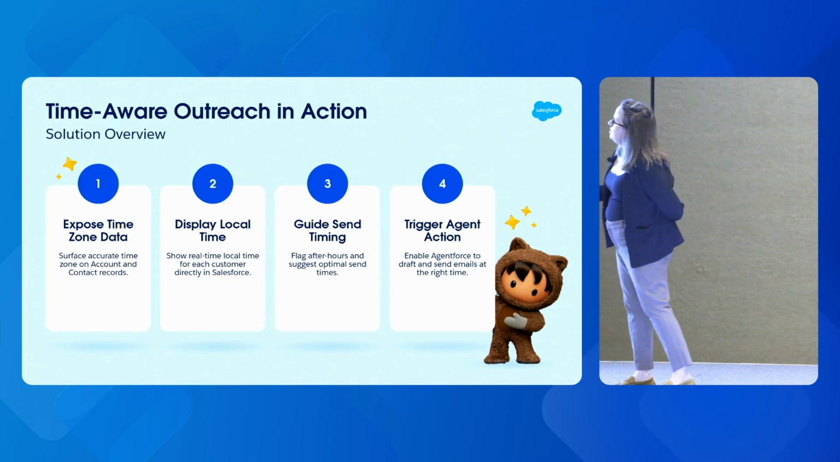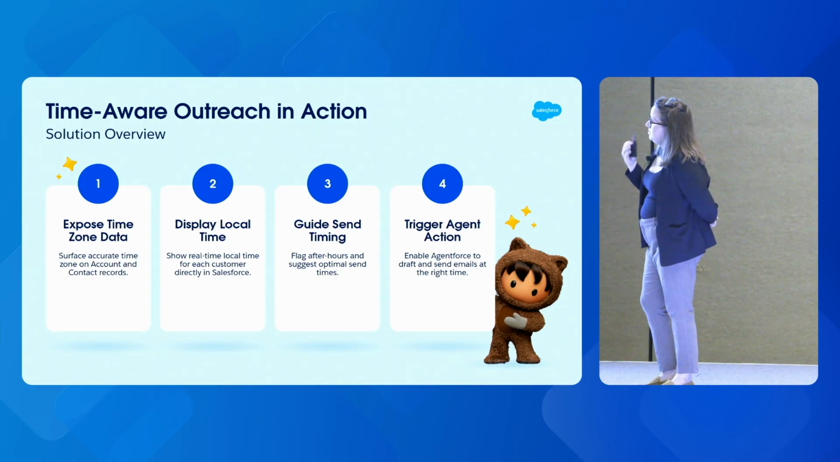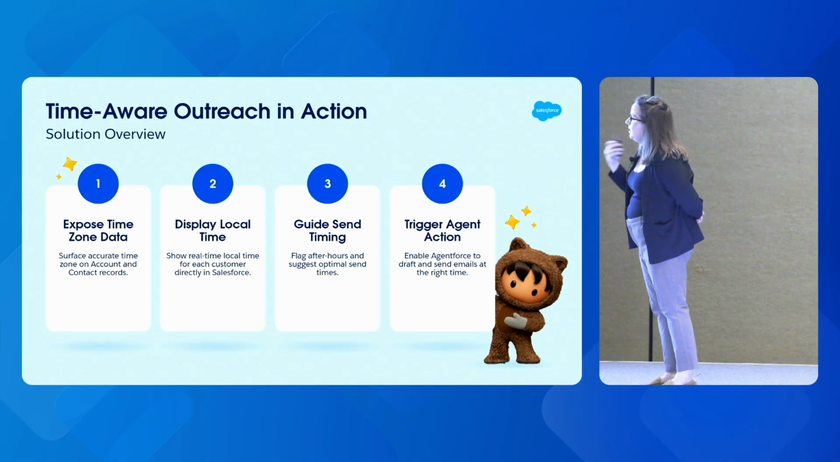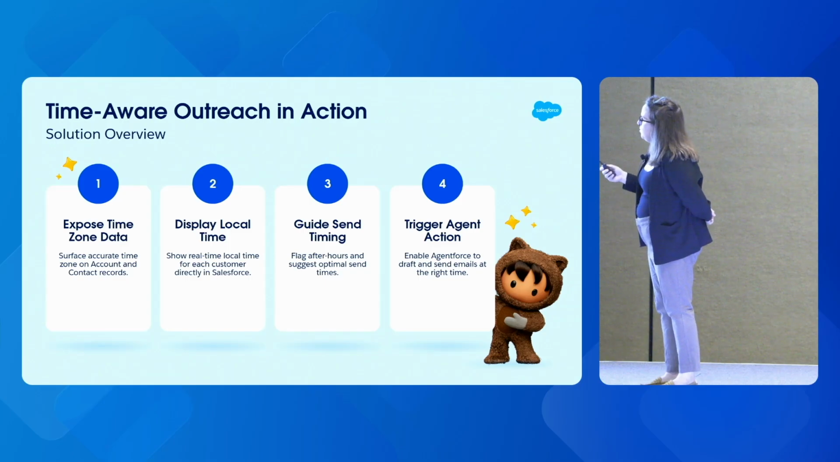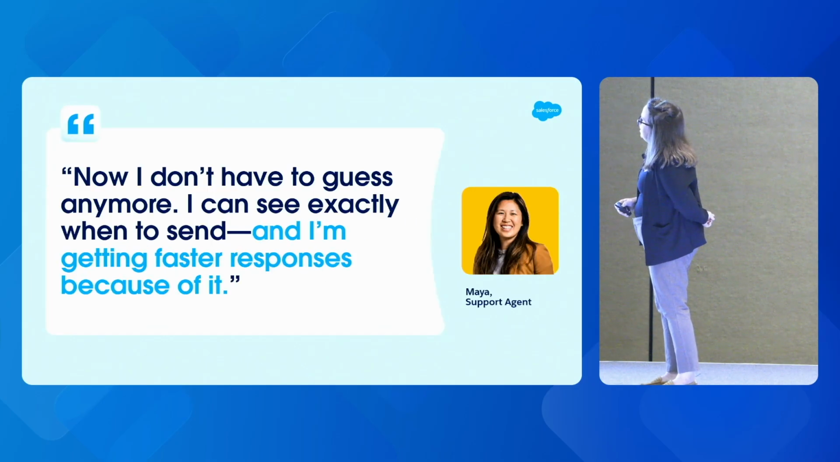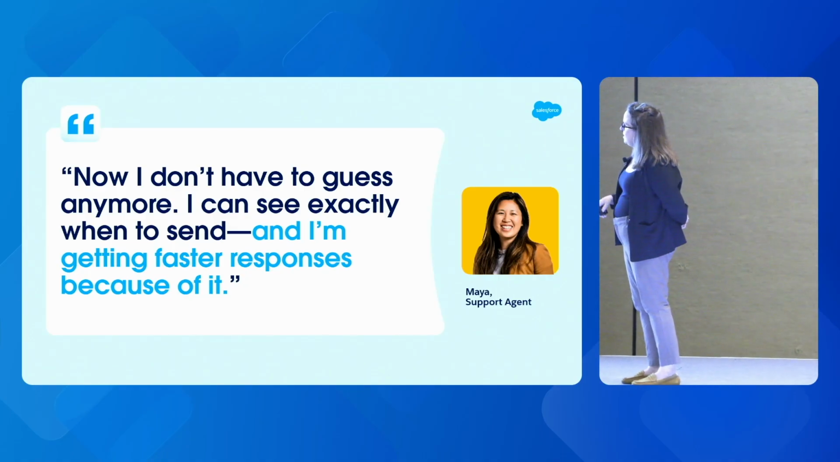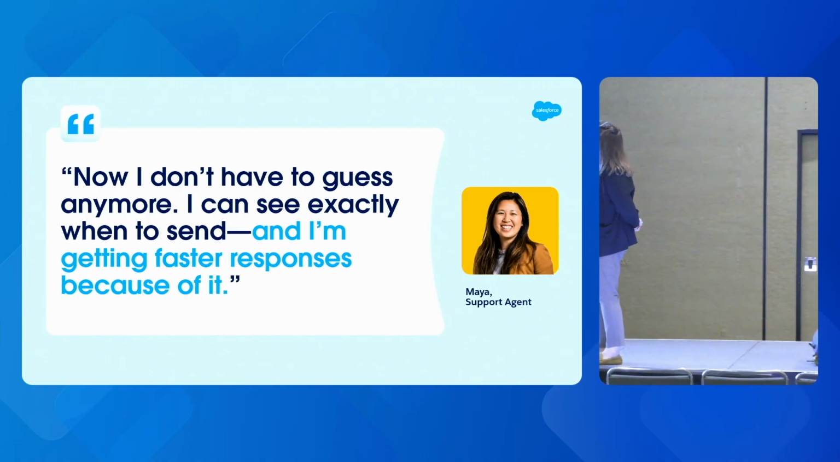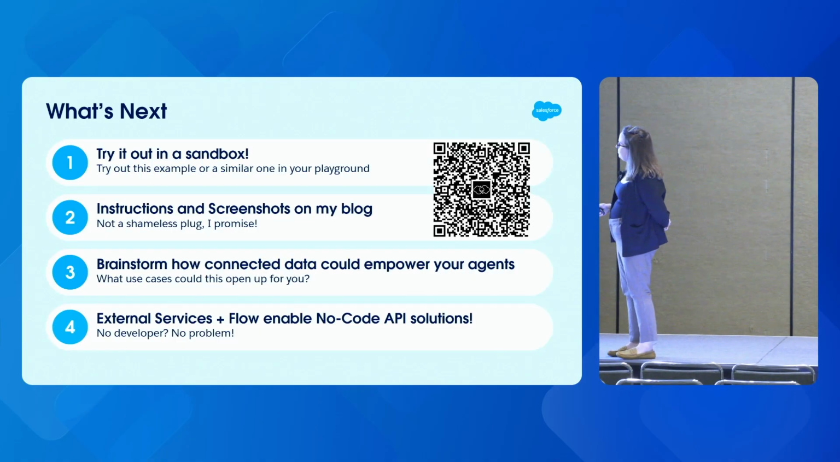All right, so we exposed time zone data. We have displayed their local time. We have flagged after hours and suggested optimal send times, and we were able to do all that by triggering an agent action. So Maya's super happy. She doesn't have to guess anymore and can see exactly when to send things.